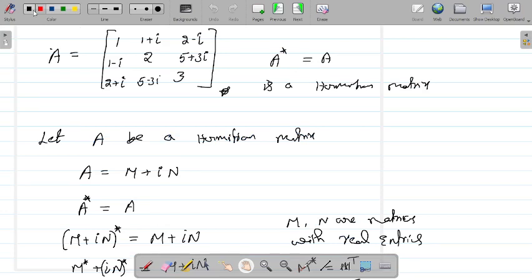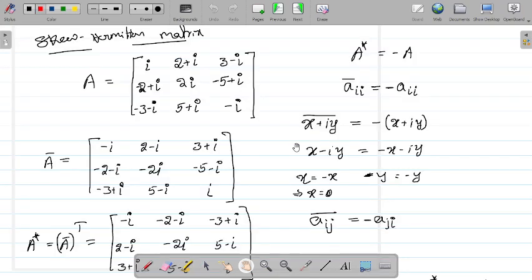One more important thing we observed is that A can be expressed as M plus iN, where M and N are real matrices, that is, matrices with real entries, where M is a symmetric matrix and N is a skew symmetric matrix. So if you give me a symmetric and a skew symmetric matrix, I can construct a Hermitian matrix with the help of these two: simply M plus iN. Then we have seen some examples for a skew Hermitian matrix. The observation is that the diagonal entries must be purely imaginary for a skew Hermitian matrix.